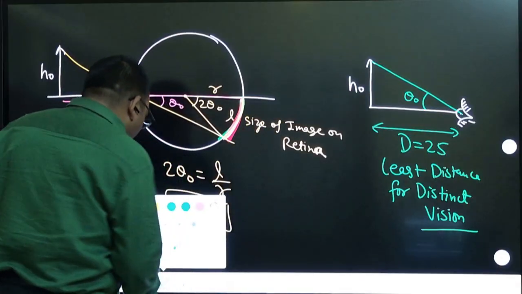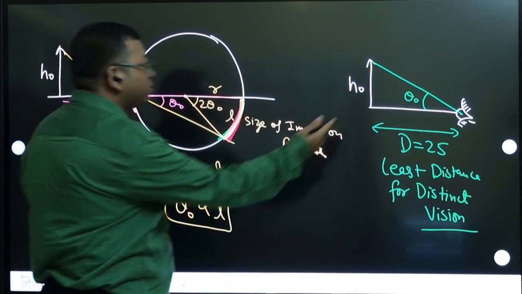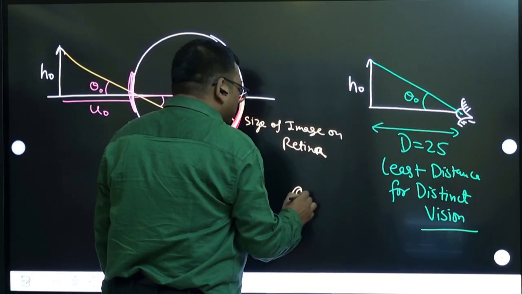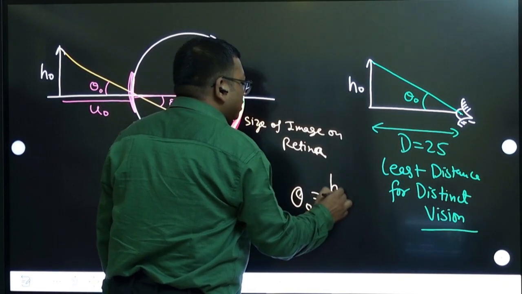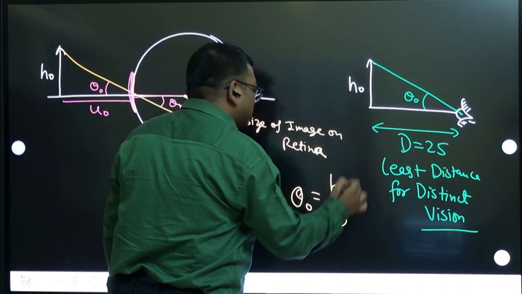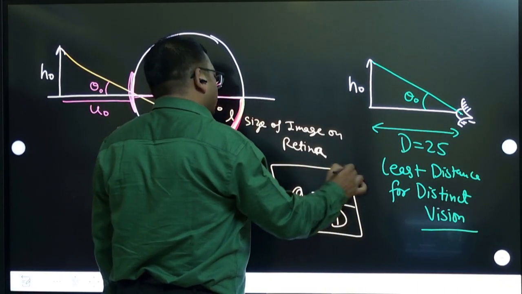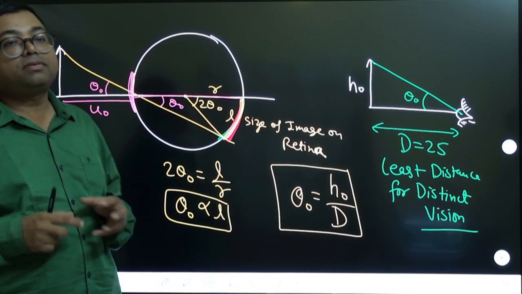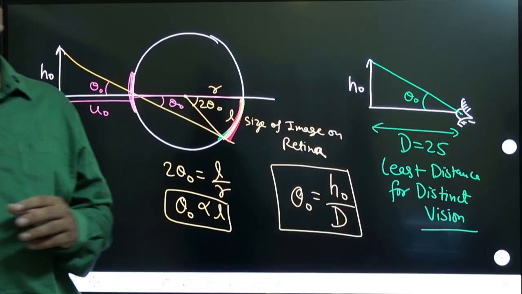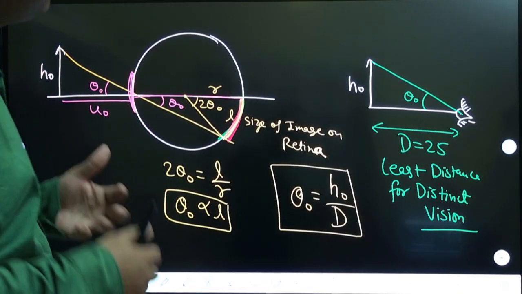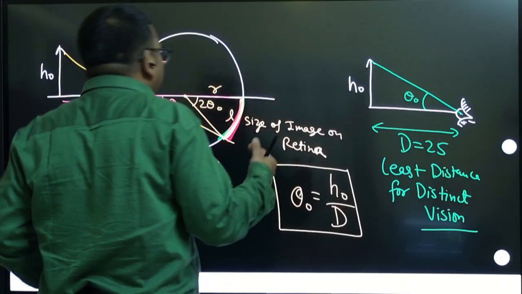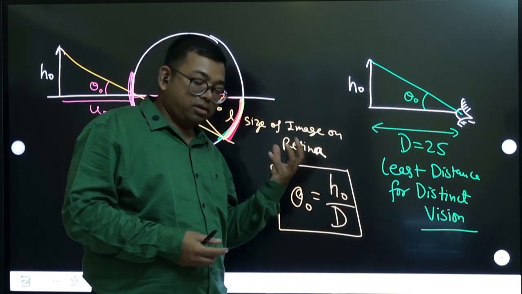Now here we define theta naught using tan, because these angles are very small. So theta naught is defined as h naught by d. This definition is not going to change. Now I want to still increase that, so now comes the concept of the lens.